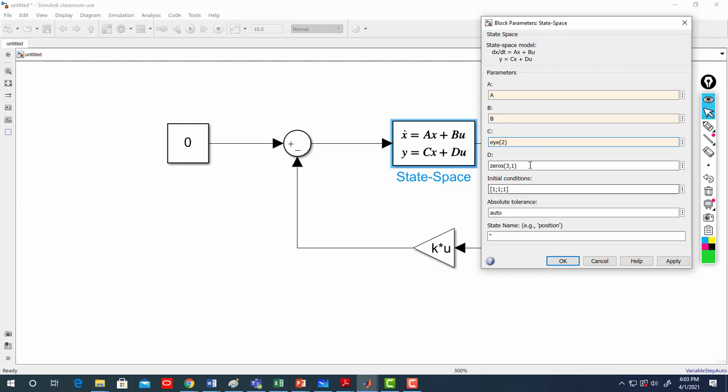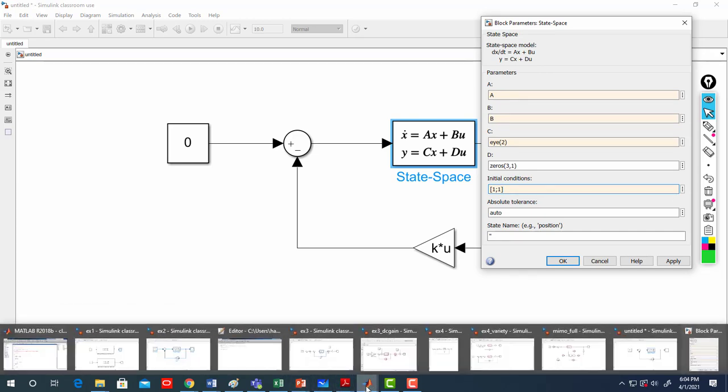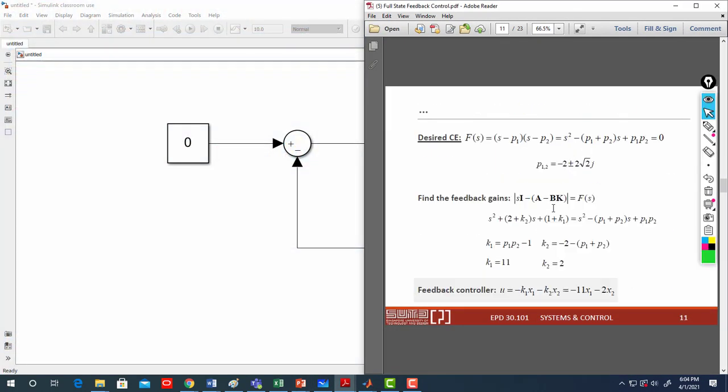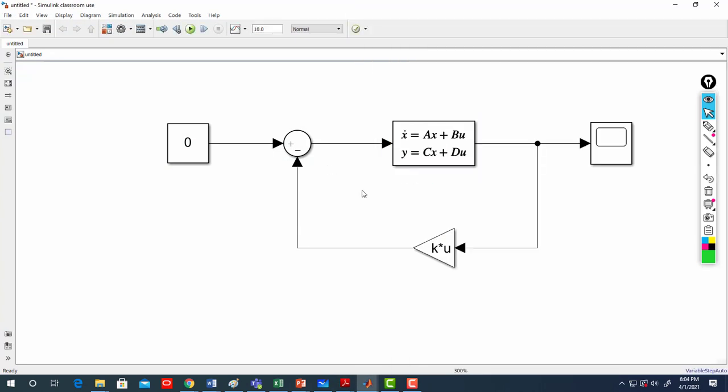As 2 by 2, and D. What about D? And initial condition. I will take an initial condition of 1 1, which is your state at initial condition 1 and 1. Assuming, because I'm trying to show you how we get there. Okay, so this is for one state. You can have another state, maybe for x1 and x2.